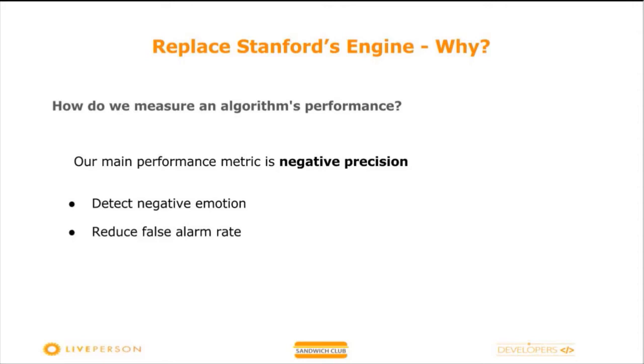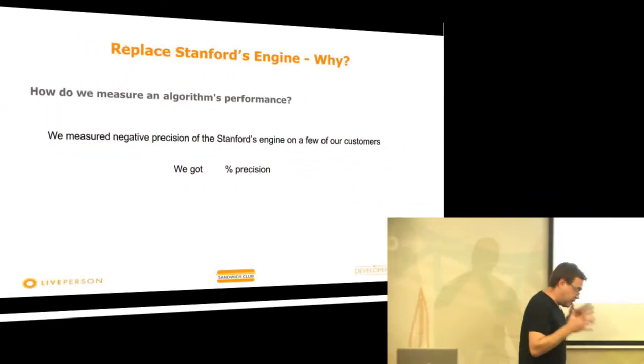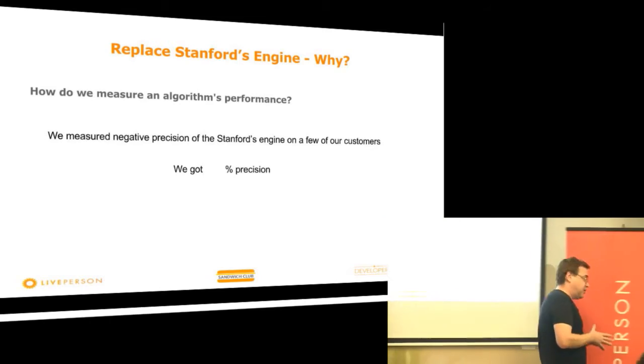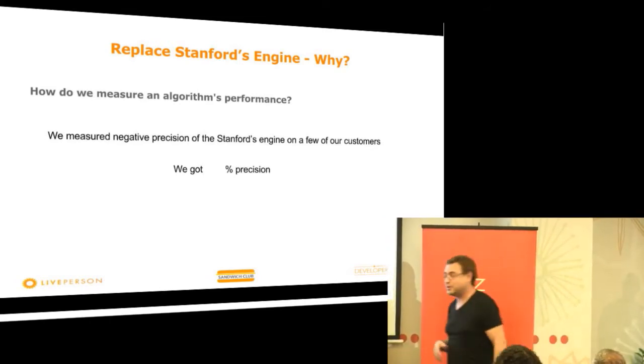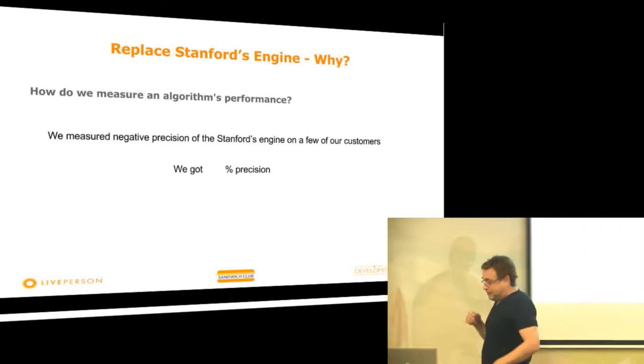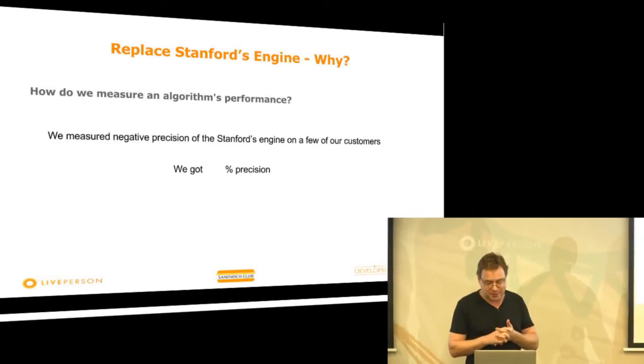And now, let's forget about these examples, or remember them if you want, but the next slide is about the performance of Stanford on our chats. So now, we measure the negative precision of the original out-of-the-box Stanford engine on our sentences. And I would like to ask you, what is your best guess? Remember 85% accuracy on positive, negative, and so on.